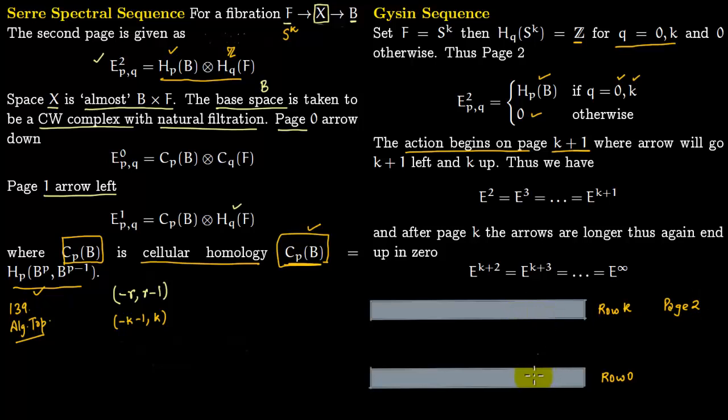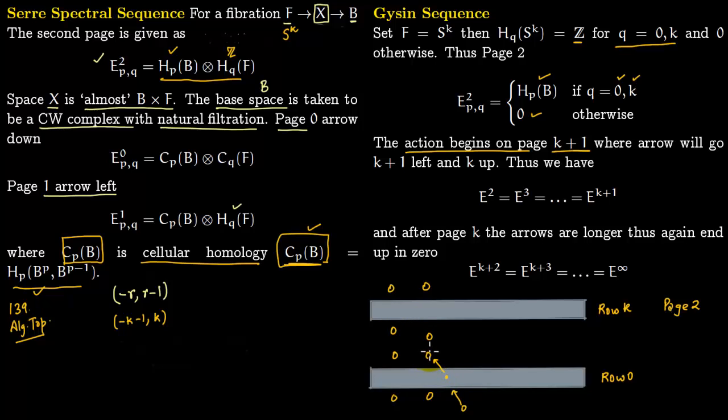So these are the only non-trivial rows. Everywhere above and below these rows you just have zeros, so you can't do anything about it. So the problem is that say you take something on row 0, there is an arrow going out of it and there is an arrow coming into it. So the arrow coming into it always comes from 0. An arrow going out of it could land in 0 or could land in row k.